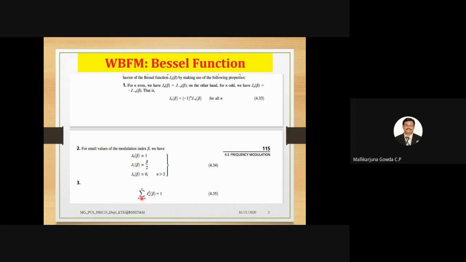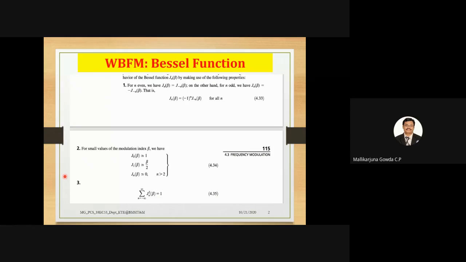The third one is, we can write summation n equal to minus infinity to infinity of J square n of beta is equal to 1. So these three equations are very important, which we use in our analysis of the wideband effect. I hope you noted these three things. Summation n equal to minus infinity to infinity of J square n of beta is equal to 1, we can write. Anybody can guess how the Bessel functions look if we draw a graph or plot of Jn of beta versus beta?